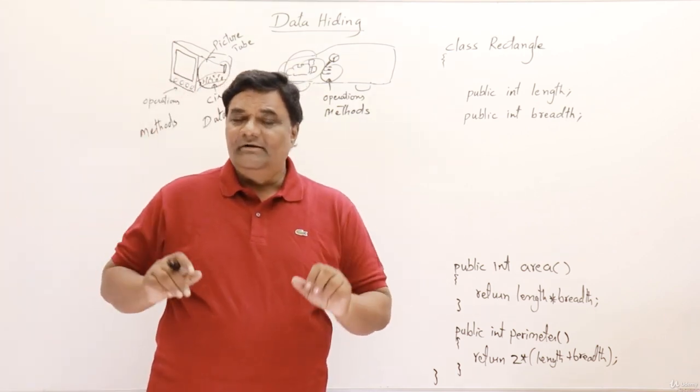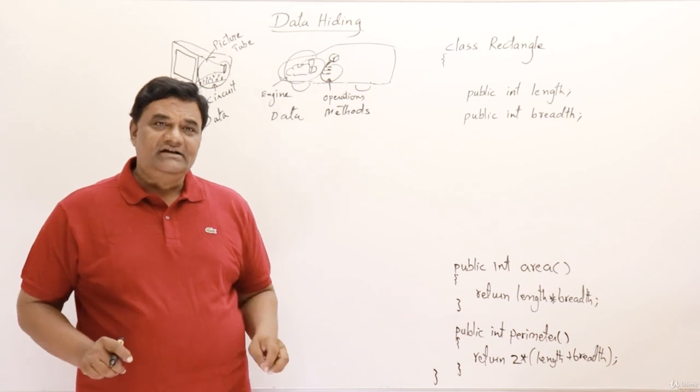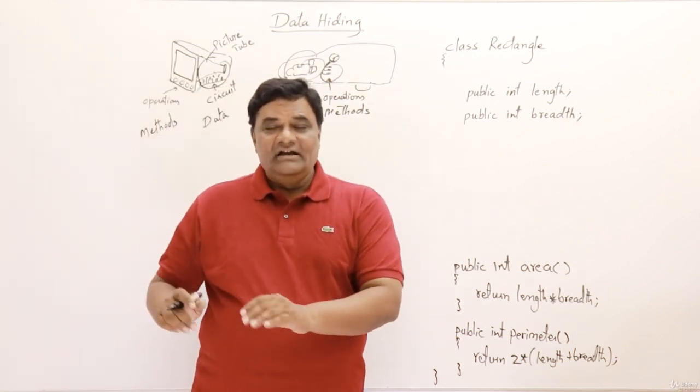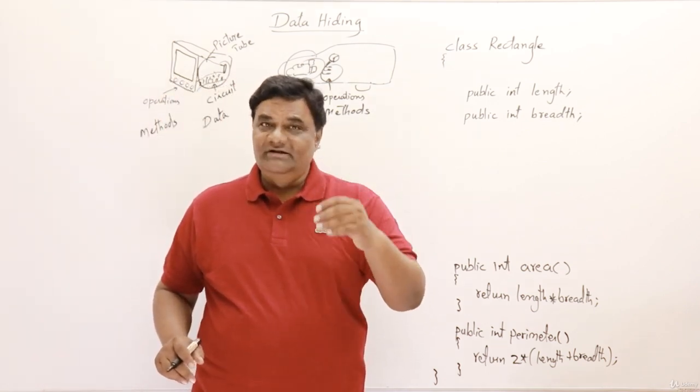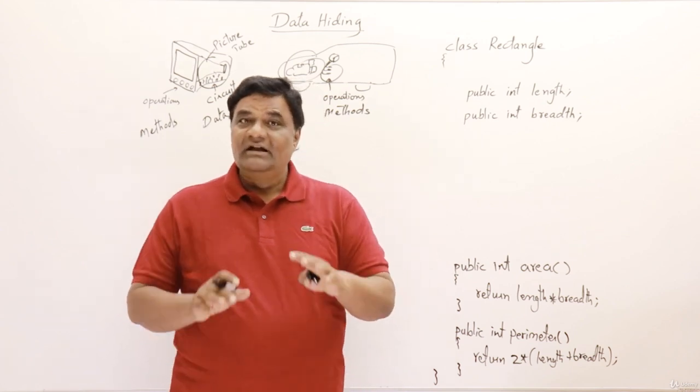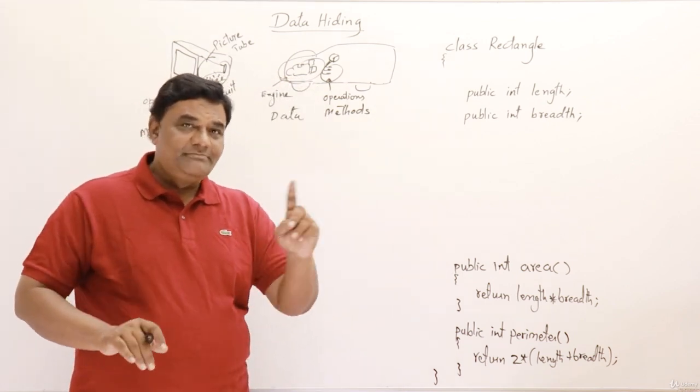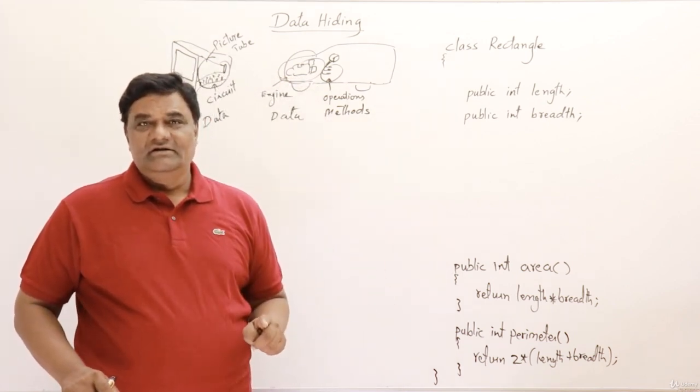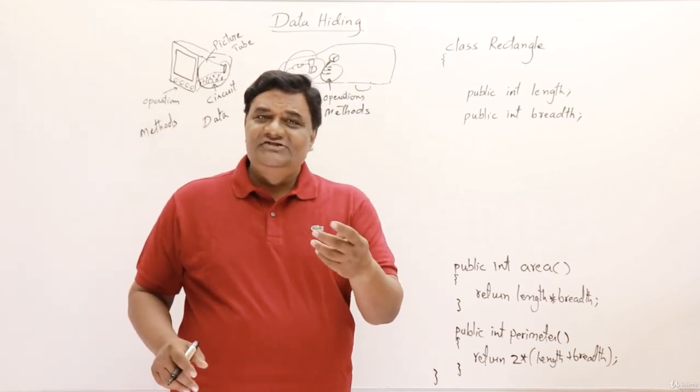So from these two examples, we can conclude that usually data is hidden and the operations are made visible. The operations, or methods, are performed over the data only. This is a common practice in every engineered product.